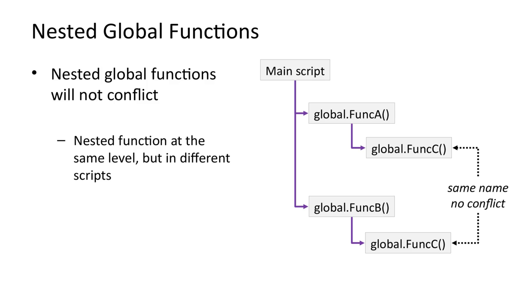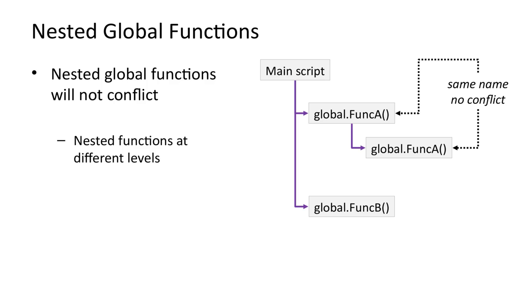The requirement for unique names is only for global functions at the top level. Nested global functions do not need to have unique names. The diagram again shows function A and function B. But now each of these functions have their own global functions. In this case, both these nested global functions are called function C. These two functions can be different. Each function will have its own code. There is no naming conflict in this case.